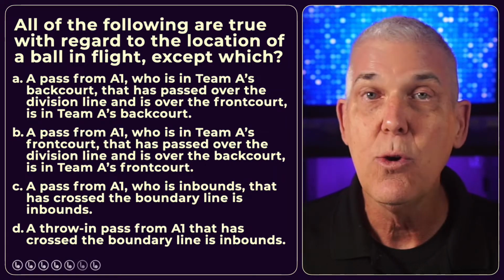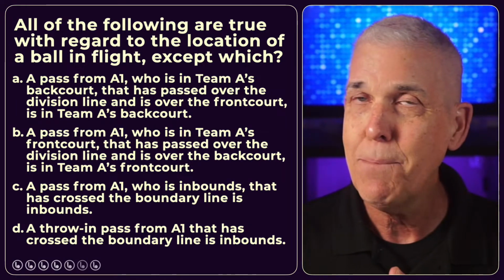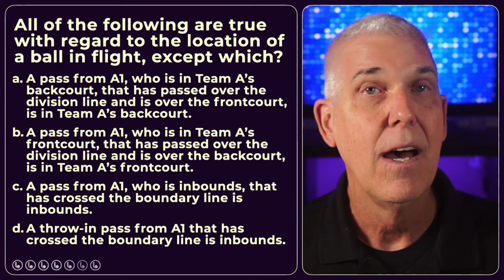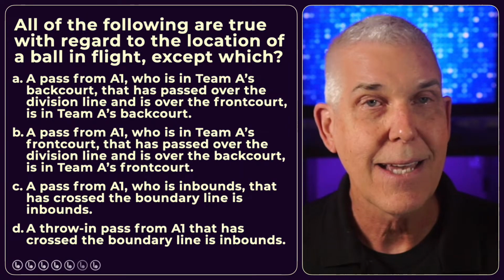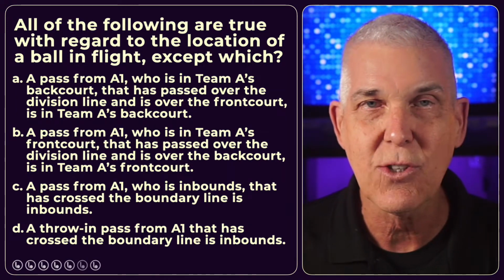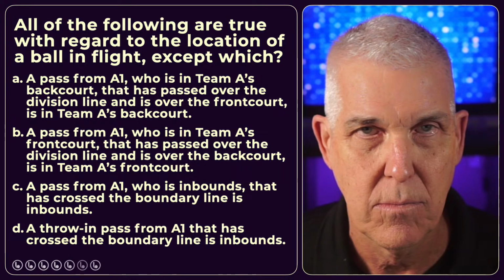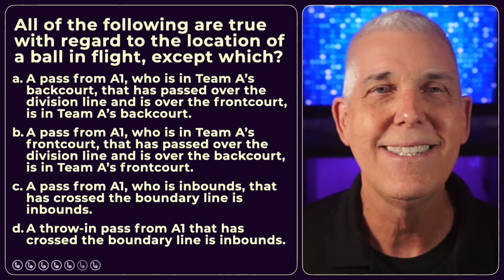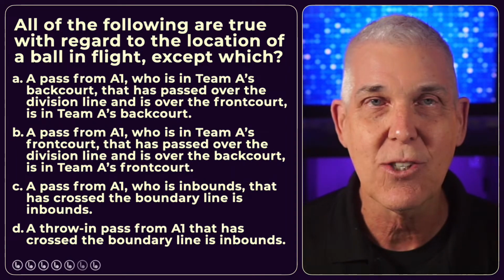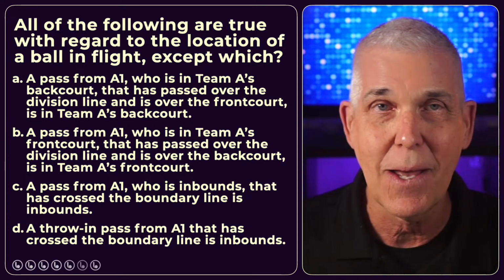C, a pass from A1 who is inbounds that has crossed the boundary lines is inbounds. It will not be inbounds until it is legally touched inbounds. So that is, except that is not a true statement. Or D, a throw-in pass from A1 that has crossed the boundary line. Wait a minute. Oh, C is A, oh, gosh. C, a pass from A1 who is inbounds that has crossed the boundary line is inbounds. Yes, it is not yet out of bounds until it contacts out of bounds.